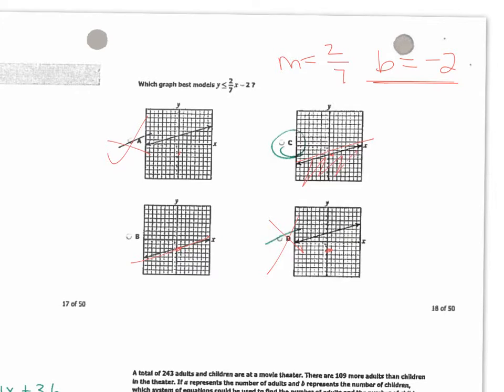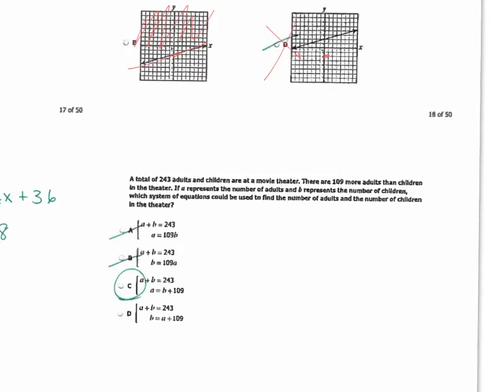And the shading is here and here. Less than sign means you shade down. So that's why my answer is C.